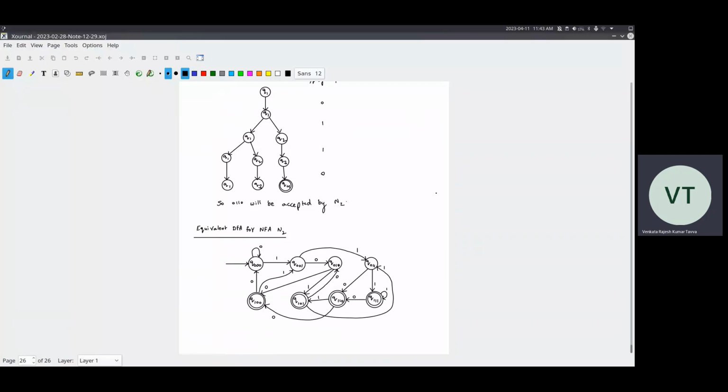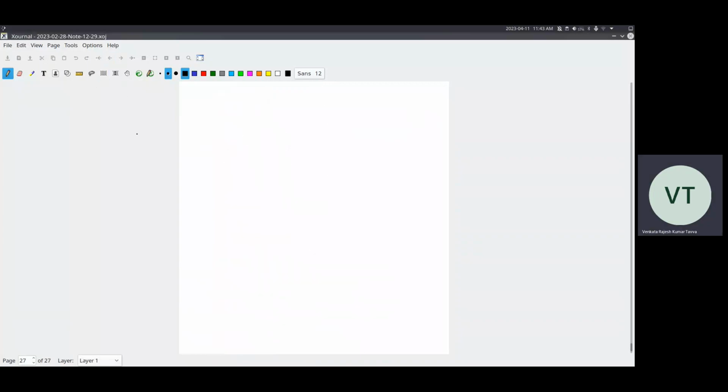So NFA and DFA are equally powerful, but NFA is more convenient. So that's the whole point. All right, so let's look at one more example of NFA today.